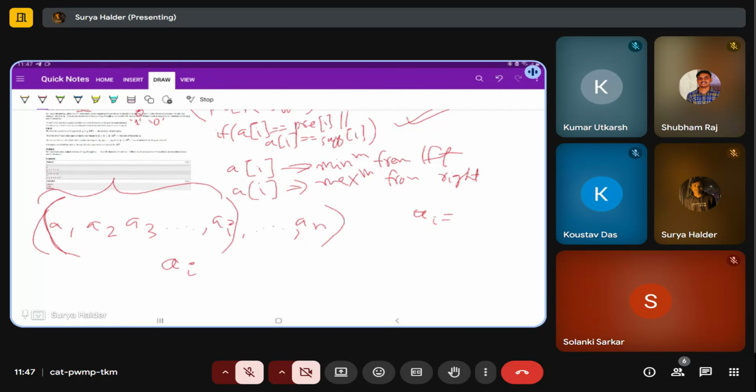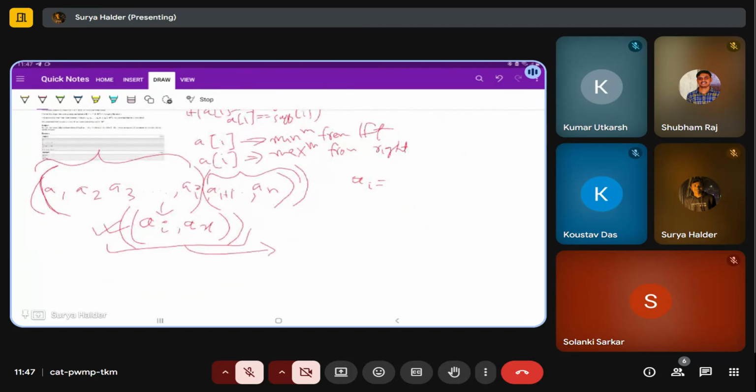And then for a of I plus 1 up to this, means the other subarray, I have to replace it with the maximum element among the right subarray. So a of x is representing the maximum element from a of I plus 1 up to an. So now I am remaining only with two elements, a of I and a of x. So suppose a of I is the smaller element, then I can replace this entire array with the prefix minimum of this array, because that is only a of I.